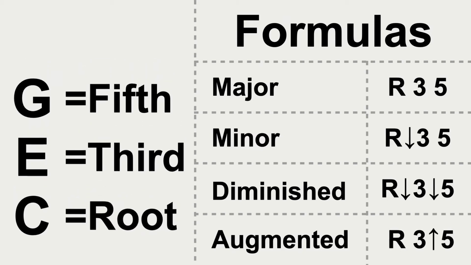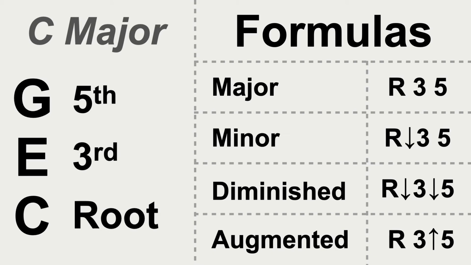So let's spell some triads. Here is a C major triad. We already know that the formula is root third fifth, so C is the root, E is the third, and G is the fifth. Now to make that minor, the third needs to be lowered. So that E needs to be E flat. We lower it 1/2 step.